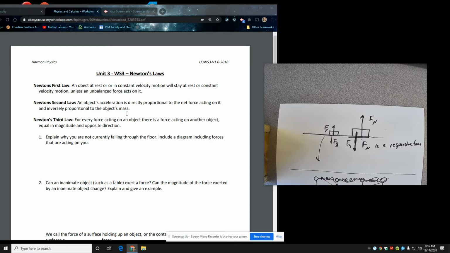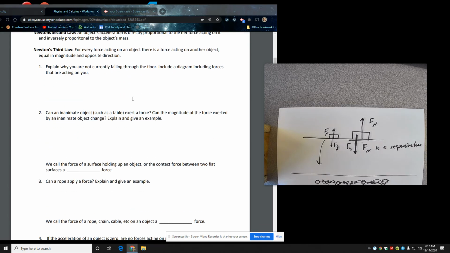So constant motion versus changing motion is no acceleration versus having acceleration. Constant velocity versus changing velocity. So if forces are balanced, that means the velocity is constant. And that could be a constant velocity of 0.